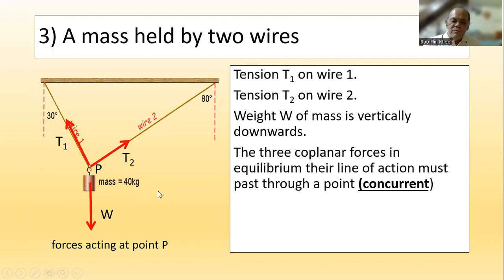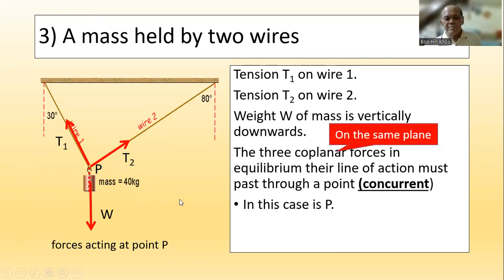Three coplanar forces in equilibrium. Their line of action must pass through a point. We call that concurrent. All the three forces on the same surface, on the same plane, must pass through a point. In this case, the point is P. Right? Coplanar means on the same plane.